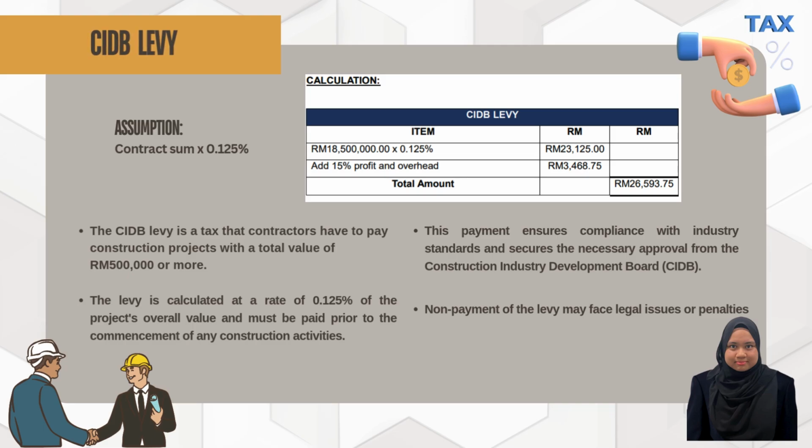If the levy is unpaid, the contractors may face legal issues or penalties. To obtain the cost of levy, the levy is calculated at a rate of 0.125% of the project contract sum, which is 18,500,000 ringgit, and then include with a 15% profit overhead. So the overall cost is 26,593 ringgit 75 cents.